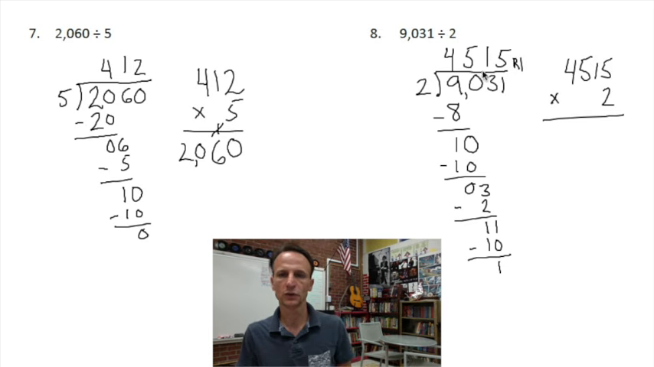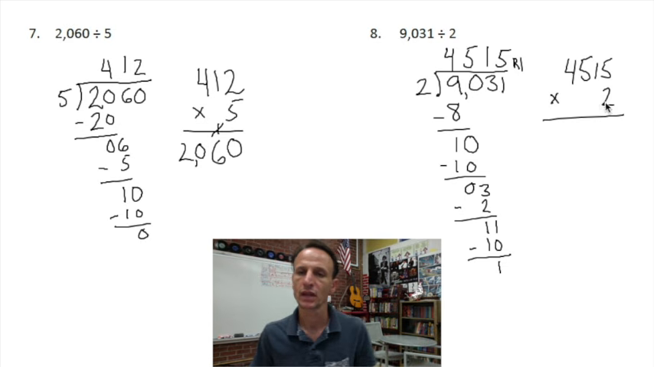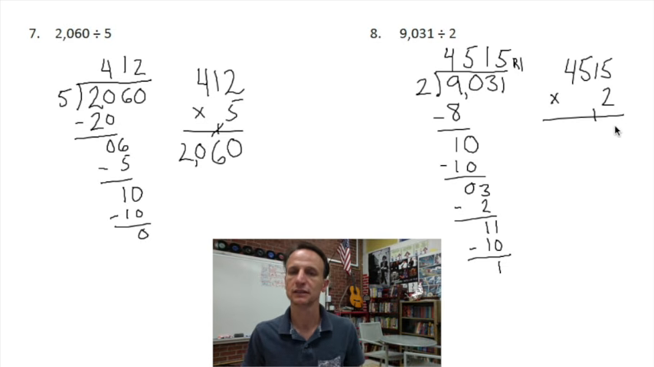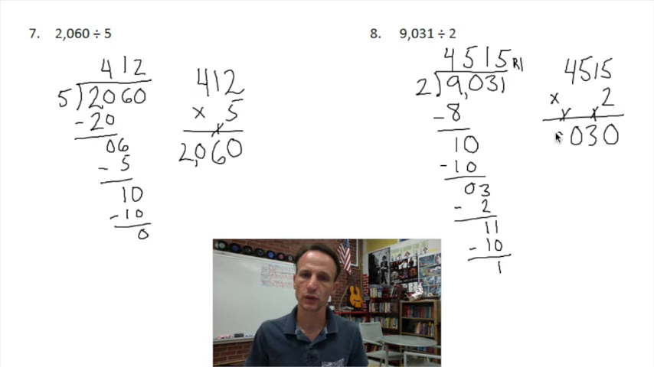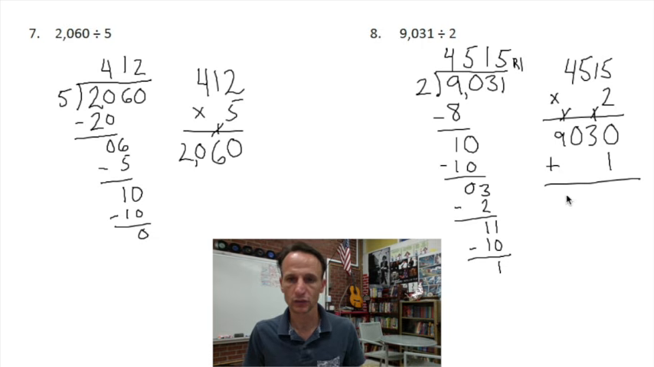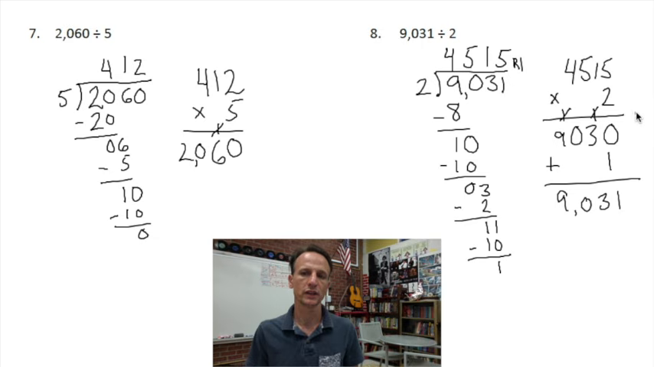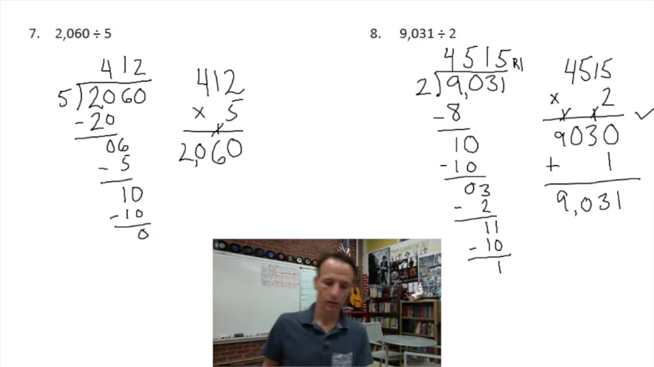So we will multiply quotient by divisor. We should get dividend after we add in our remainder. So 2 times 5 is 10. Yep. 2 times 1 is 2, plus 1 is 3. 2 times 5 is 10 again. And then 2 times 4 is 8, plus 1 is 9. Let's add in that remainder of 1, and we get 9,031, which checks out.